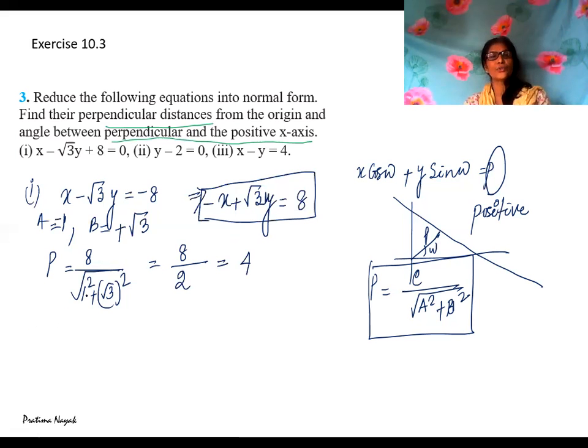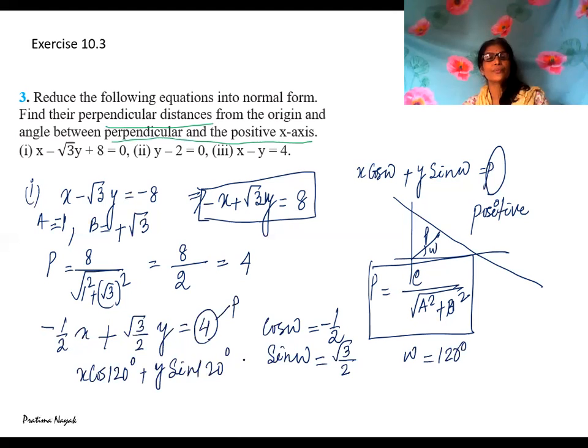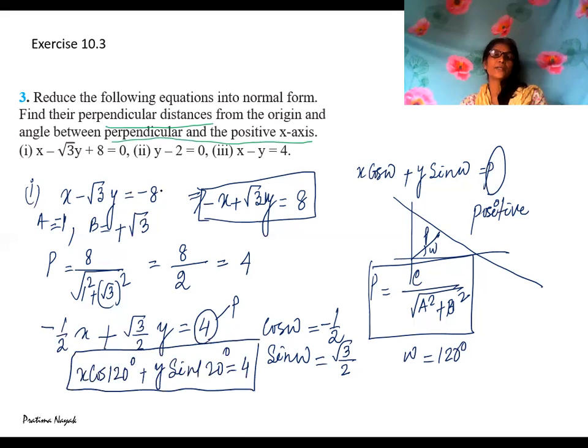So let me write the equation now. I'll divide by 2. So it will be minus half x plus root 3 by 2 y is equal to 4. So this is your small p. Now coming to omega. So cos omega is equal to minus half and sine omega is equal to root 3 by 2. So what is omega? Omega is certainly 120 degree. That time we get cos omega as minus half. So this will be x cos 120 degree plus y sine 120 degree is equal to 4. I hope you have understood. So take care. First you will make this 8 positive.